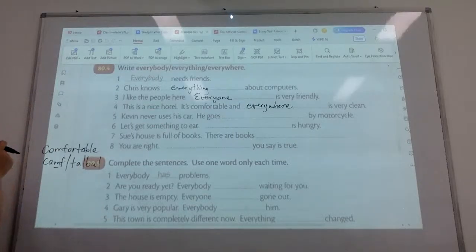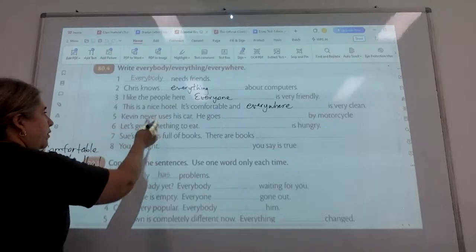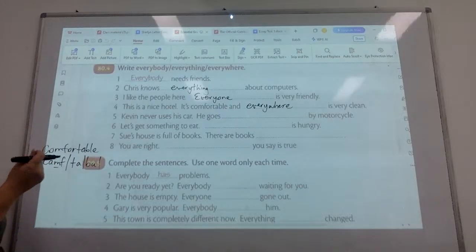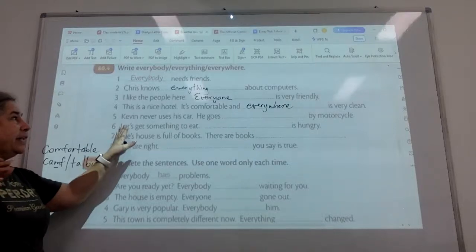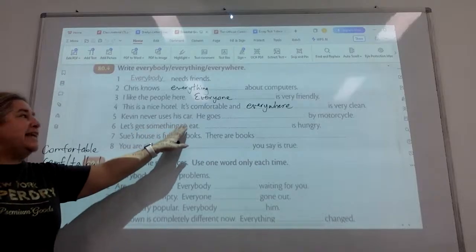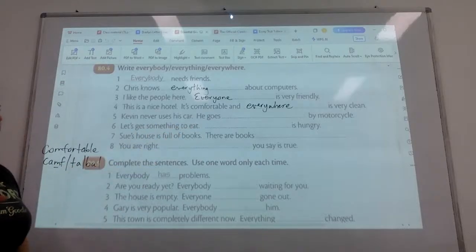Kevin never used the car. Uses. Uses the car. His car, not the car. Kevin never uses his car. He goes, again, from the beginning. Kevin, no, there's no S. Kevin never uses his car. Again, Kevin never uses his car.